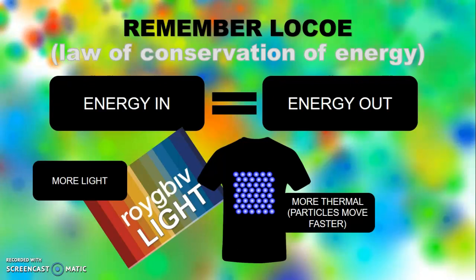A white shirt would act in the exact opposite way. White surfaces reflect all colors. Since little or no light energy is taken in, the particles don't have as much energy for movement or thermal energy at the end. This is why a white shirt is a better option for staying cooler in the sun.